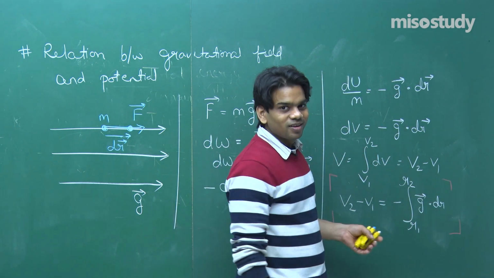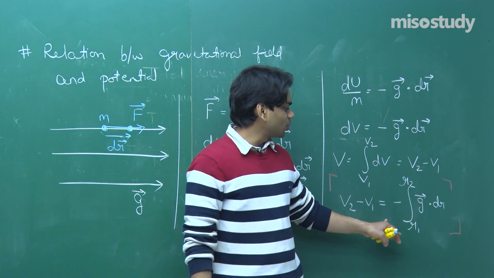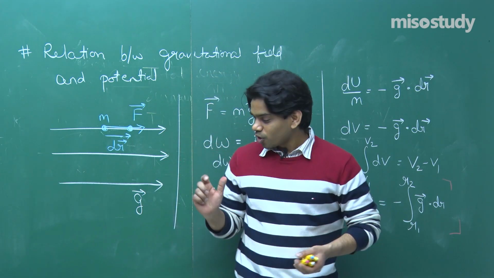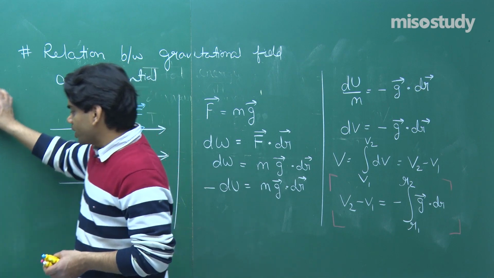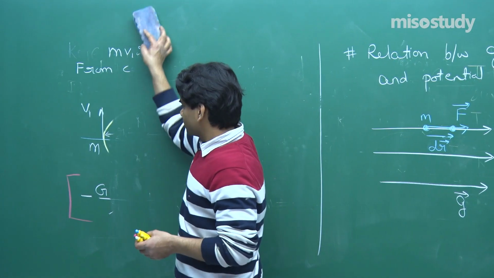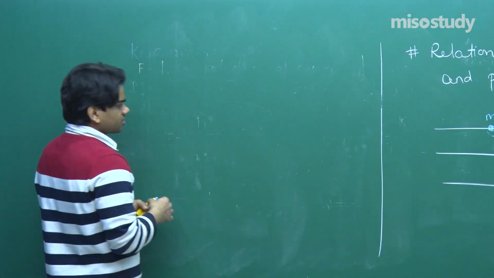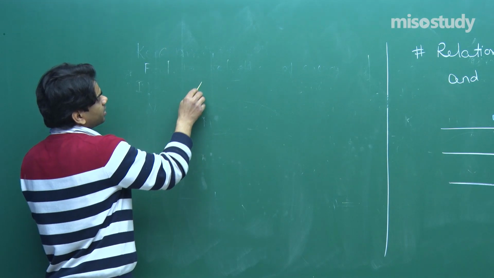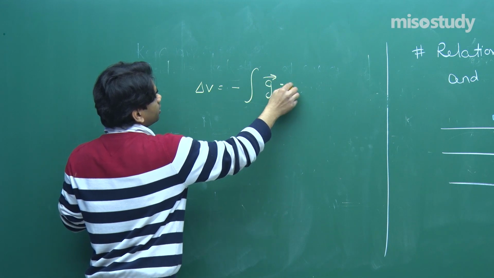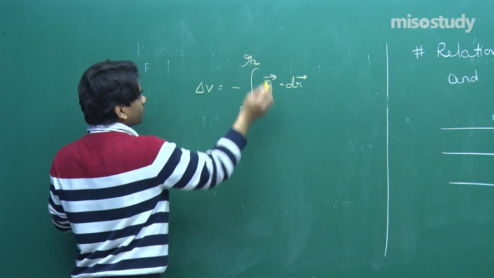I believe that you have obtained the relation between field and potential. Potential difference is equal to negative of integration of the dot product of field and the small displacement that we have taken. If you want to understand this entire thing, we will get it when we practice more problems. I wrote that delta V is equal to minus integration of g dot dr from r1 to r2.